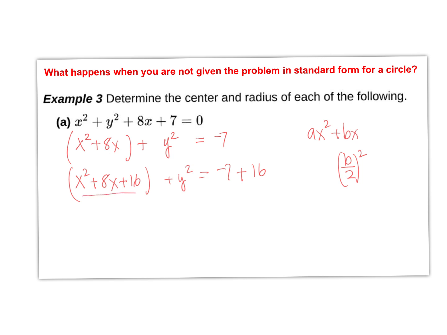Now I'm going to look inside here, and I see that I have a square, which would factor, as we know, x plus 4 times x plus 4. So I'm going to rewrite that as x plus 4 quantity squared.